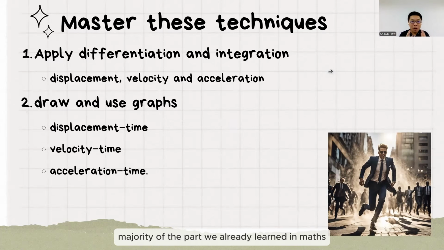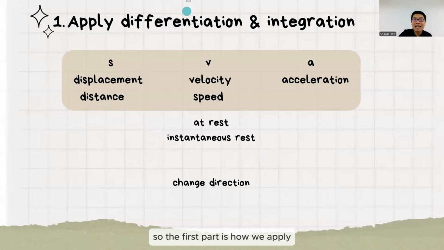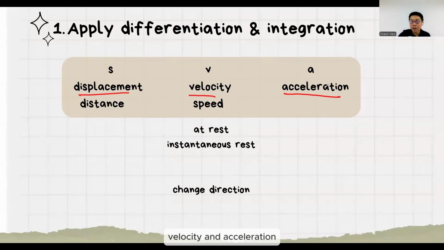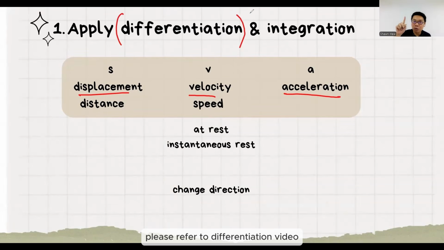For the graph part, the majority we already learned in maths, which is 0580, and also physics. So we will see how the questions appear in MS. The first part is how we apply differentiation and integration in finding the relationship between displacement, velocity, and acceleration. If you face problems in how to do differentiation, please refer to the differentiation video to master all the basic techniques of differentiation. And if you need the integration video, you can refer to the link here.